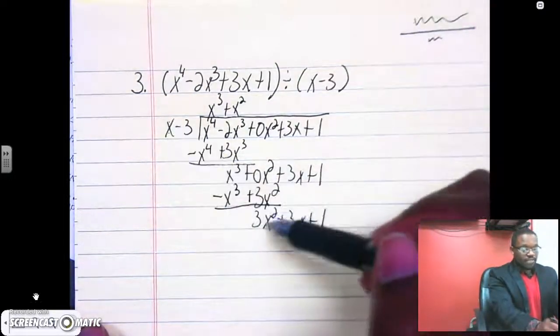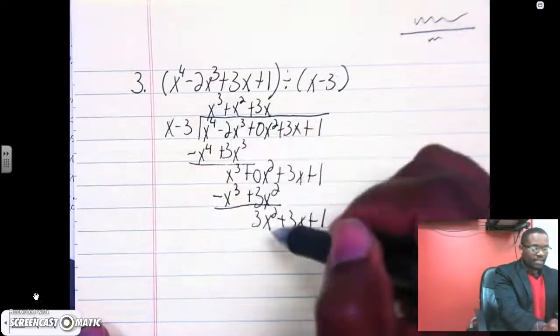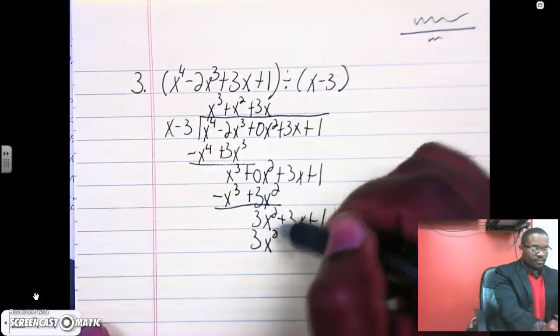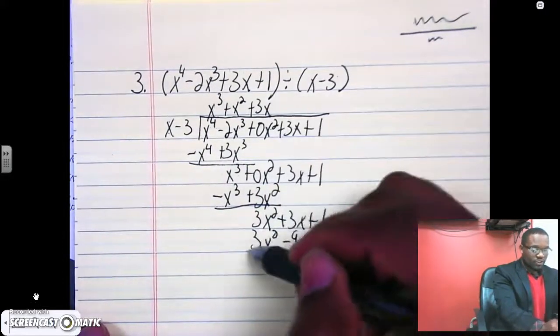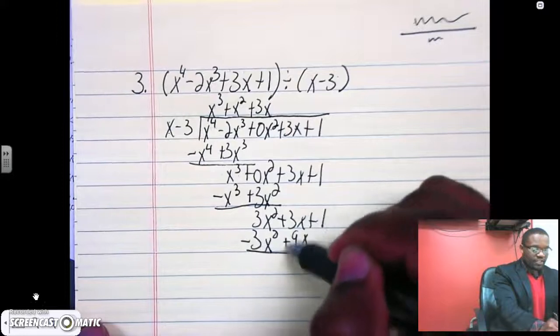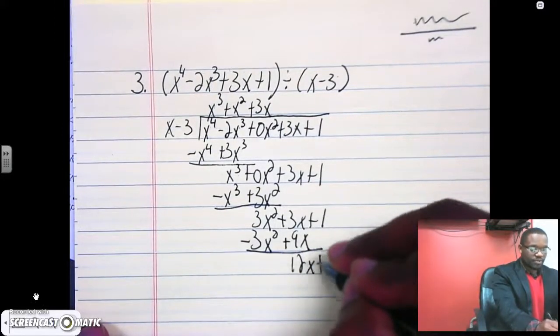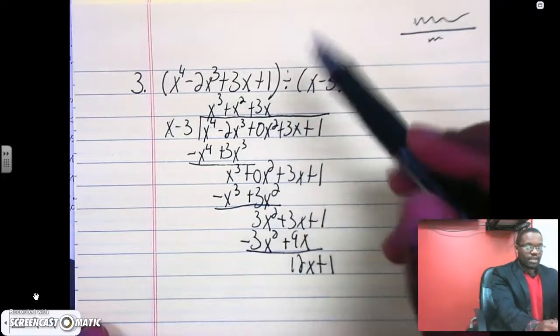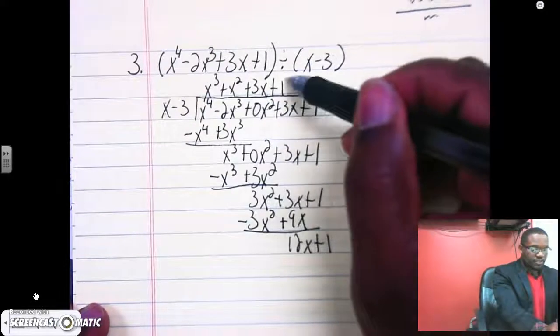X times what gives me 3x squared, and that'll be plus 3x. 3x times x is 3x squared. 3x times negative 3 is negative 9x. Draw your line, change your signs, and this becomes 12x plus 1. What do I multiply x by to make it be a 12x? And that's simply just a 12.